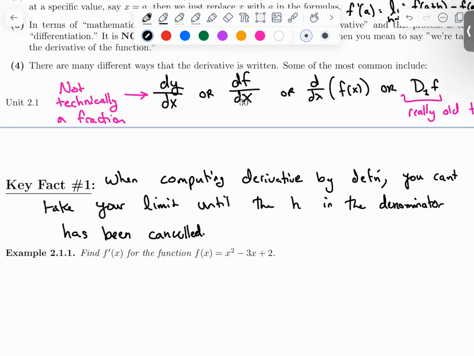When computing the derivative by the definition, what I will say is that this is a rite of passage. We're going to find the derivative the hard way, the way that it started out. And then after this section, we'll start learning the rules that make the derivative way faster. But it is a requirement, and it is a rite of passage in mathematics.